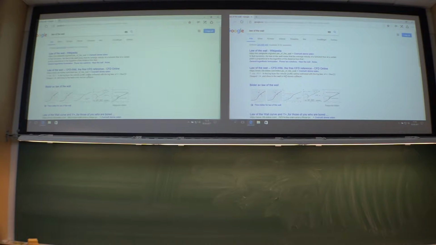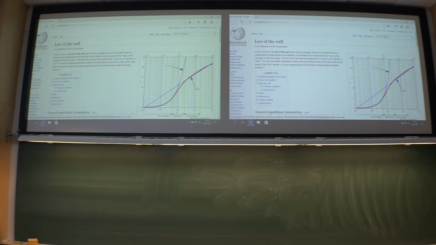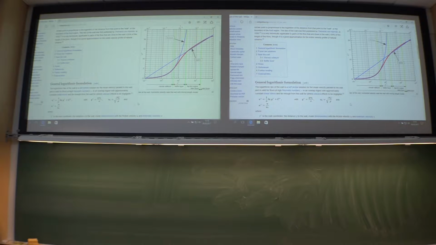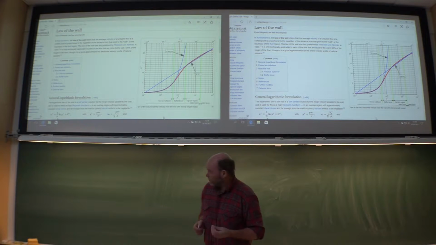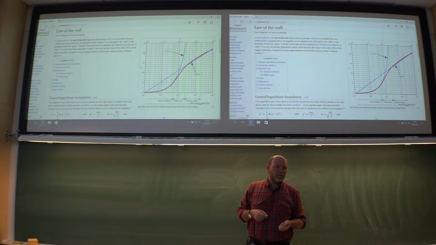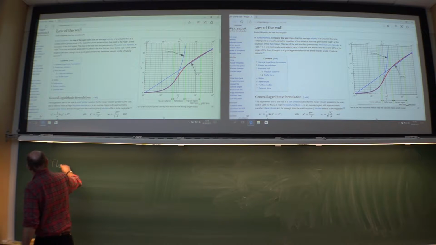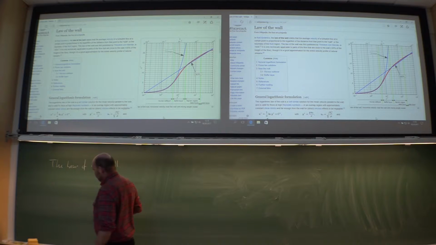This is something you should be very familiar with. We can take any of these. Maybe even better to take Wikipedia. Here we are. So I will talk a little bit about this one. It's something basic within turbulence that you definitely have to be aware of. So we start today with the law of the wall.